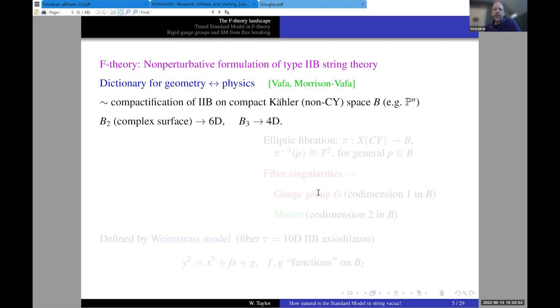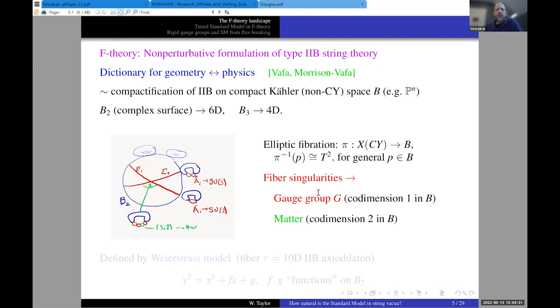So the idea is we take type 2B string theory and we compactify it not on a Calabi-Yau with no curvature, but rather on a general compact Kähler manifold like P^n or some blown up version of that. There's a huge class of compact Kähler spaces on which we can compactify the theory. And we then have to do a non-perturbative compactification. If we're going down to six dimensions, then the space B is a complex surface, a complex two-dimensional space. And if we're going to 4D, we need a threefold B.